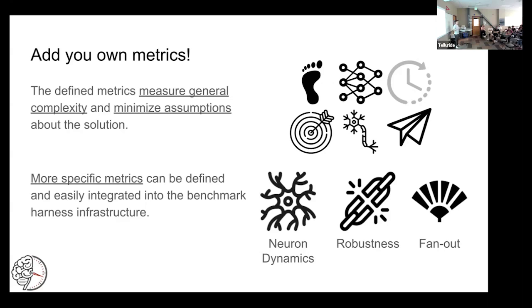So if you're passing in something that looks like a neural network, we'd like these metrics to apply. However, more specific metrics can be defined and easily integrated into our harness infrastructure, including things like neuron dynamics. If you have a particular neuron model, you can say this is the cost of dynamics measured at some frequency. Robustness of your model, fan out, your maximum fan out across your entire network. You might want some of this to see if it's even possible to deploy.